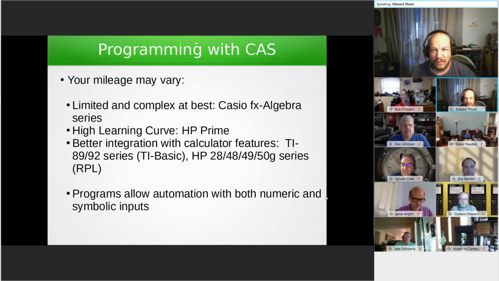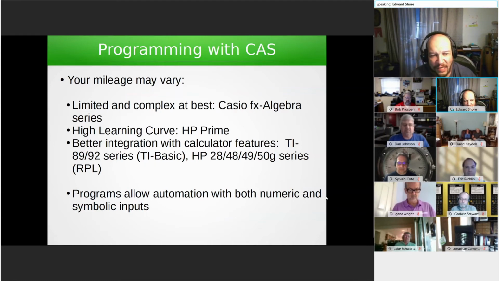And if you choose to program with CAS, your mileage is definitely going to vary. It could be limited and complex at best, like the Casio FX Algebra series. I don't know if you even can program any CAS functions in that series or not. It's been a long time since I've operated that calculator. And then you've got a high learning curve like the HP Prime.